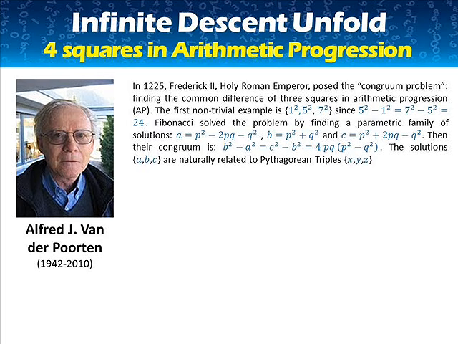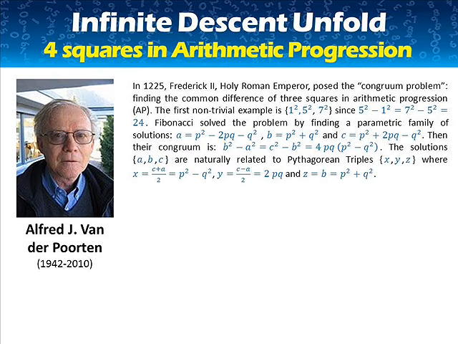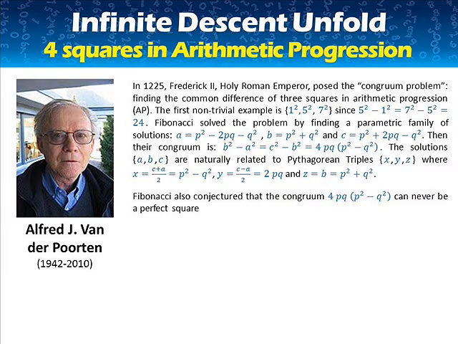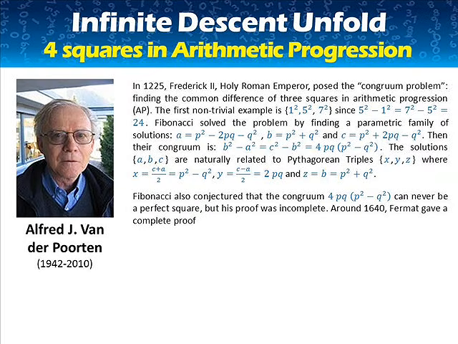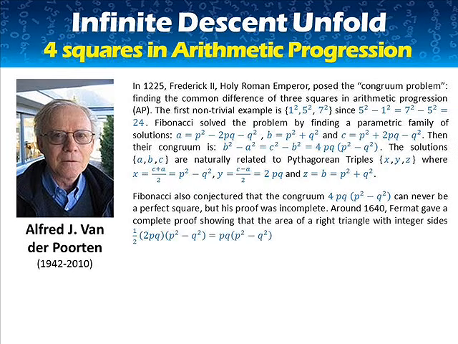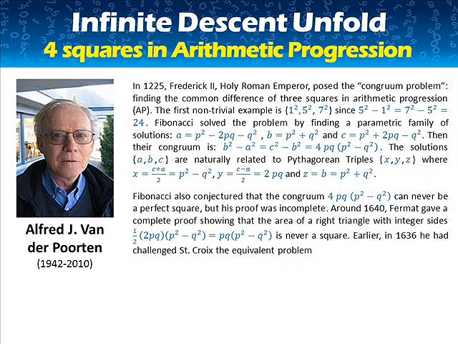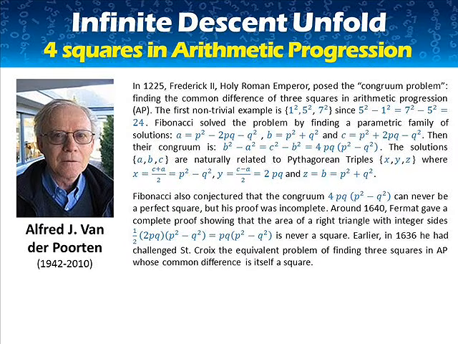The solutions a, b, c are naturally related to Pythagorean triples x, y, z, where x equals c plus a over 2, y equals c minus a over 2, and z equals b. Fibonacci also conjectured that the congruent can never be a perfect square, but his proof was incomplete. Around 1640, Fermat gave a complete proof showing that the area of a right triangle with integer sides is never a square. Earlier, in 1636, he had challenged St. Croix with the equivalent problem of finding three squares in arithmetic progression whose common difference is itself a square.